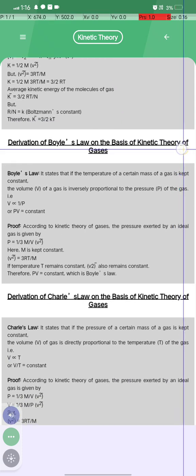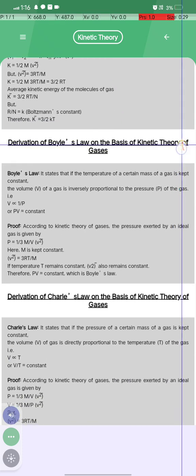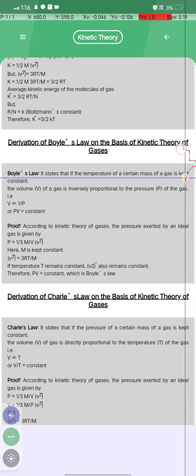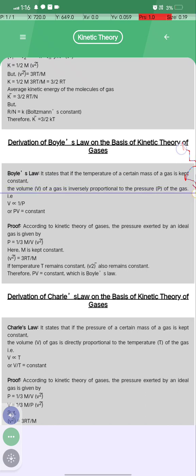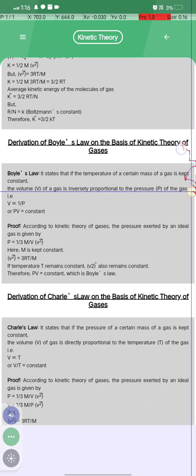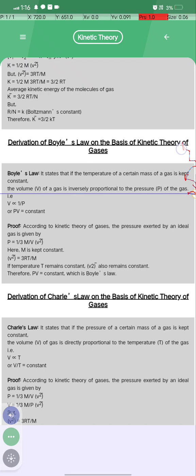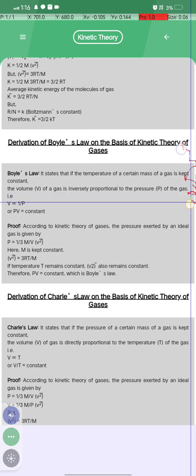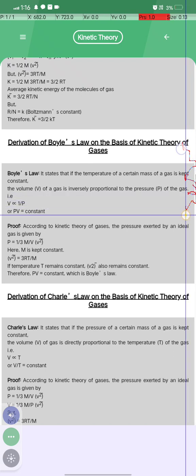Derivation of Boyle's law on the basis of the kinetic theory of gases. Boyle's law states that if the temperature of a certain mass of gas is kept constant, the volume V of the gas is inversely proportional to the pressure P of the gas. That is, V is proportional to 1/P, and PV = constant.